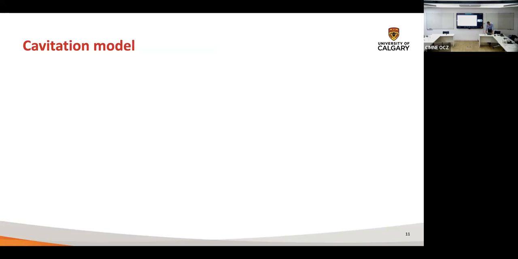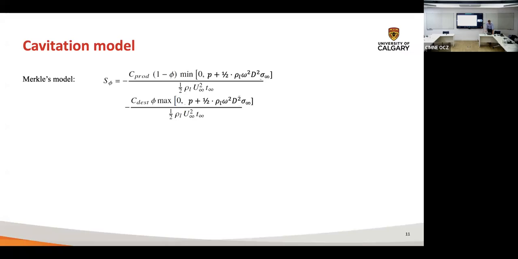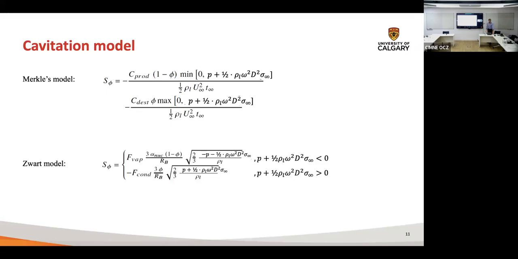Now in terms of the cavitation model, the approach we are taking is, we're not reinventing the wheel, so we're using the classical homogeneous mixture model, which has its pros and cons. The pro is that it is a simple model to implement, since pretty much you just have a source term. We are using either the Merkle model, where your source term is linearly proportional to your pressure, or the Zwart model, which is nothing but a simplification of the Rayleigh-Plesset equation. So, easy to implement.